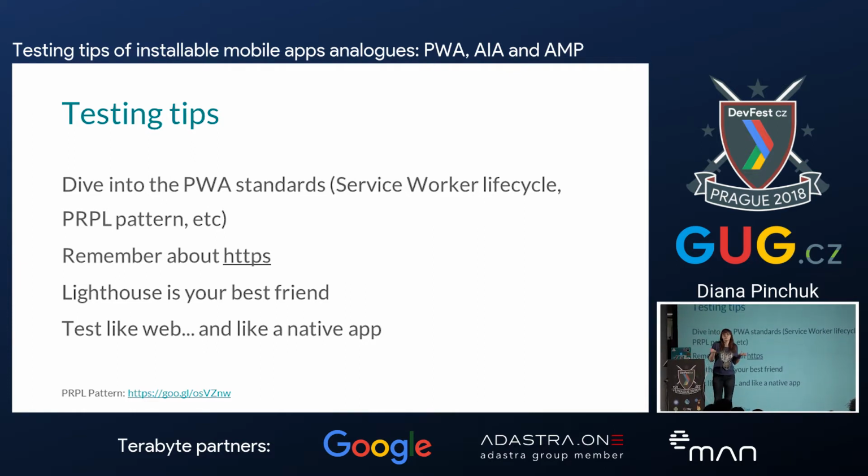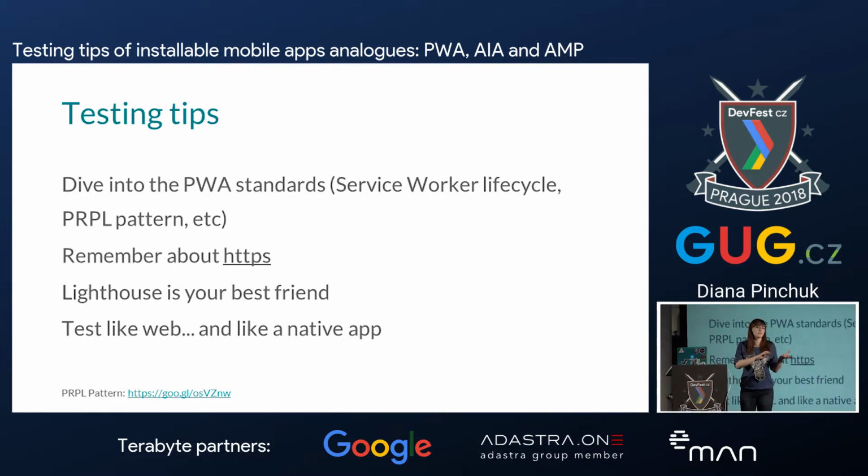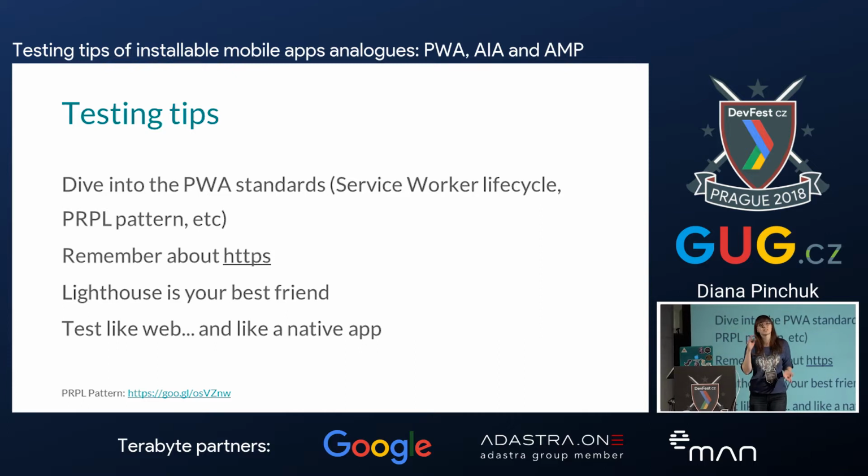You need to use Lighthouse because it's a tool that's suggested by Google. And you also need to combine your testing approach, combining web and native mobile testing, because you cannot only test progressive web app as a mobile, and you cannot test it only as a web. You need to test native features as native features. You need to test web and cache as a web.